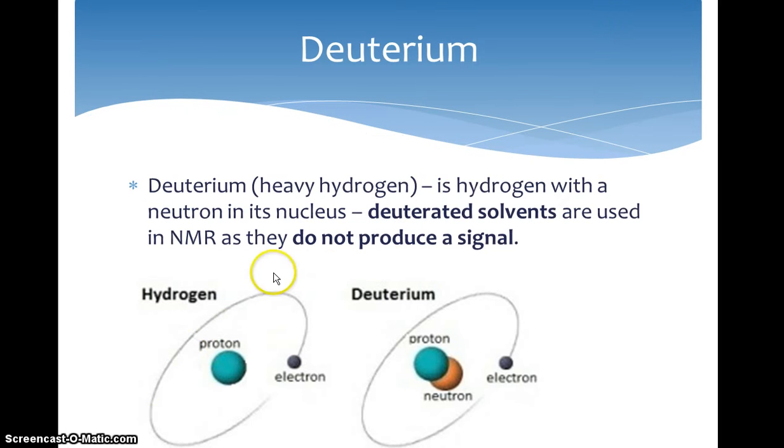Okay, also I just want to mention quickly, deuterium is often used as a solvent, or deuterated compounds are used as solvents in NMR because they don't produce a signal. Obviously hydrogen, because we use it in NMR, has got an unpaired proton in its nucleus, whereas in deuterium there's an additional particle in the nucleus, so it's not got an uneven number of nuclear particles and does not give a signal.